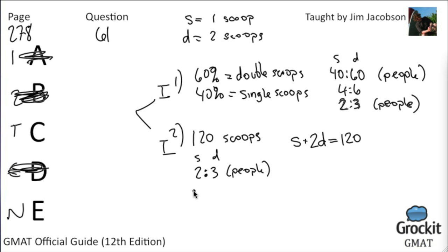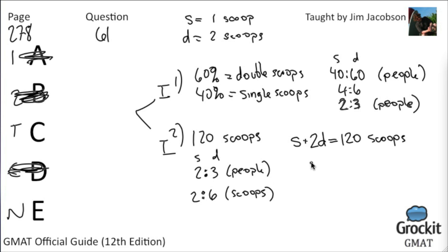Every two people who were getting single scoops got 2 scoops. And for every 2 of those people, there were 3 people getting double scoops, so that's actually 6 scoops of ice cream. So for every 5 people, 8 scoops of ice cream were used, which means that this 120 scoops here should be divisible by the total of this ratio. So 6 plus 2 is 8.